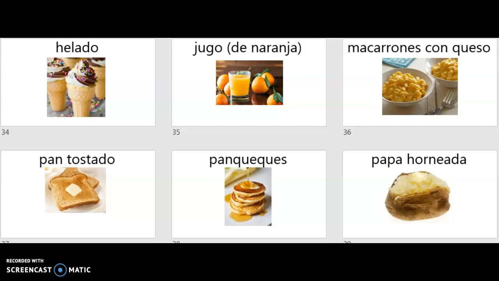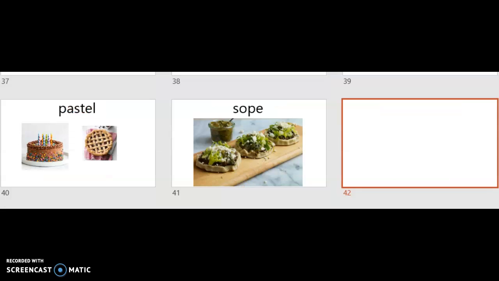panqueques, papa horneada, not papa, but papa horneada, pastel, sope.